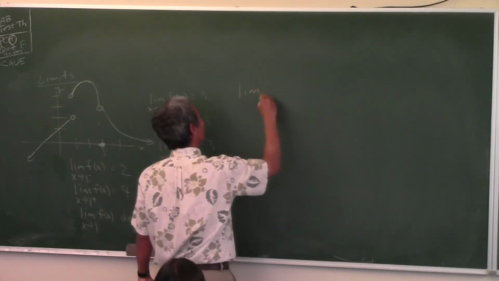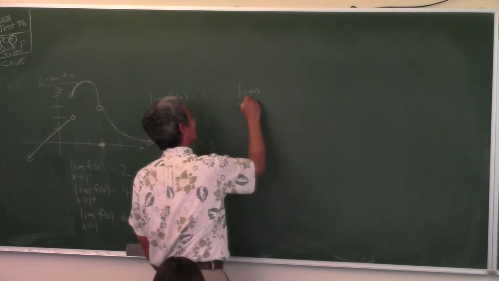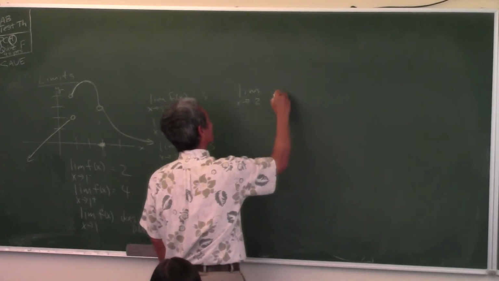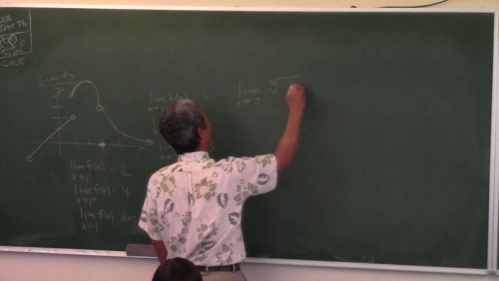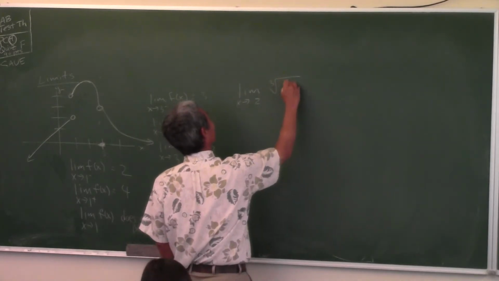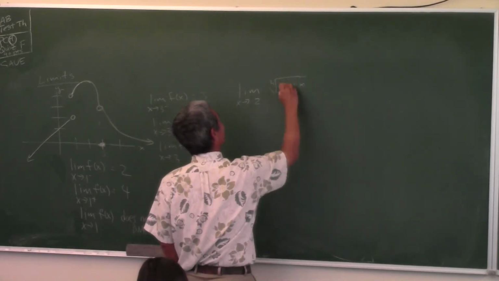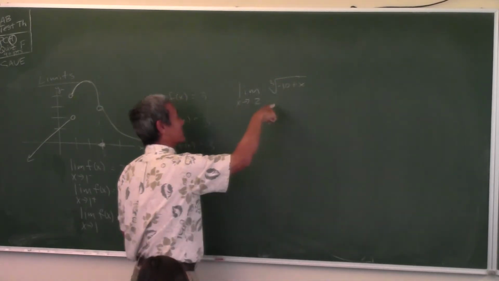Okay, let's start off with an easy one. Compute the limit as x approaches 2 of the cube root of -10 plus x. Now, how many of you know how to draw this graph?